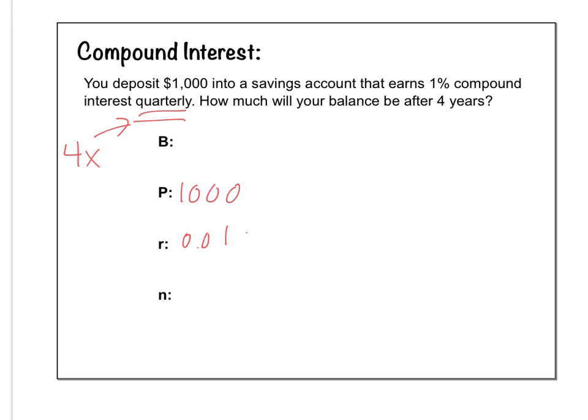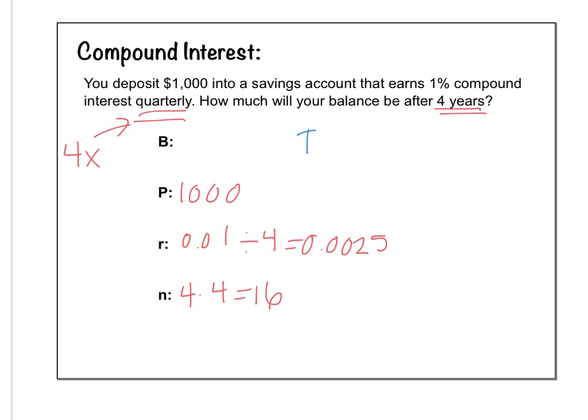So with rate, I need to divide that by 4. And then my N is going to come from 4 years, but 4 times a year. So the N that I'm actually going to use is 16. My rate, if I do that really quickly, 0.01 divided by 4 gives me 0.0025, which is what I'm going to use in my formula.